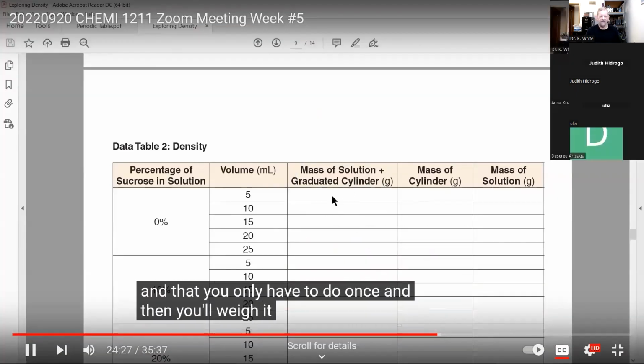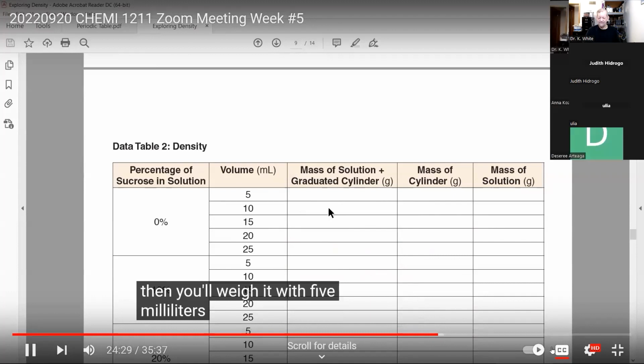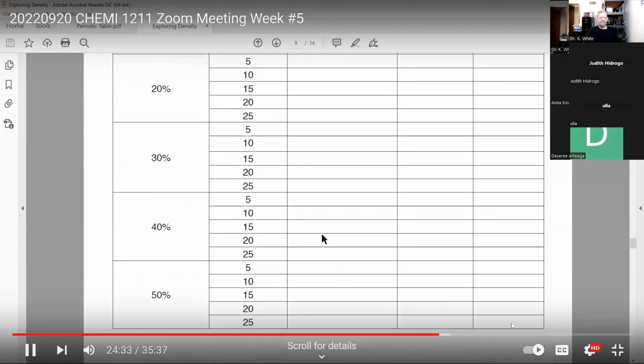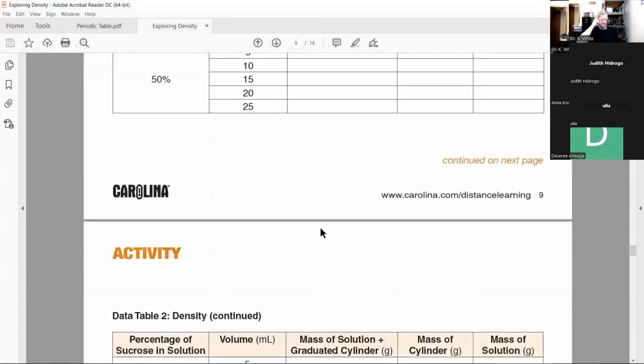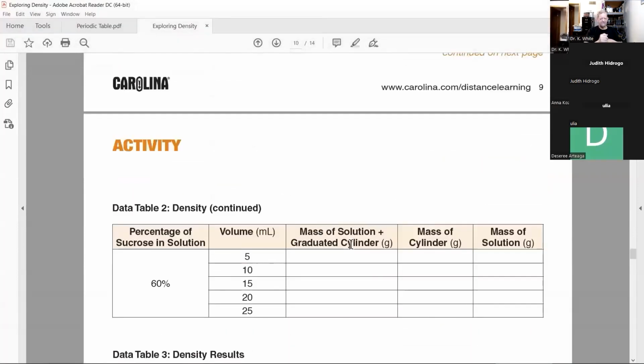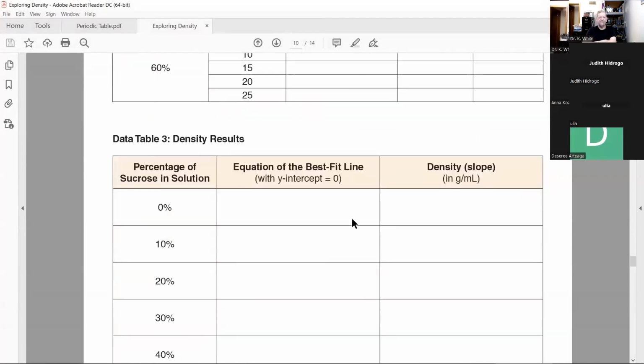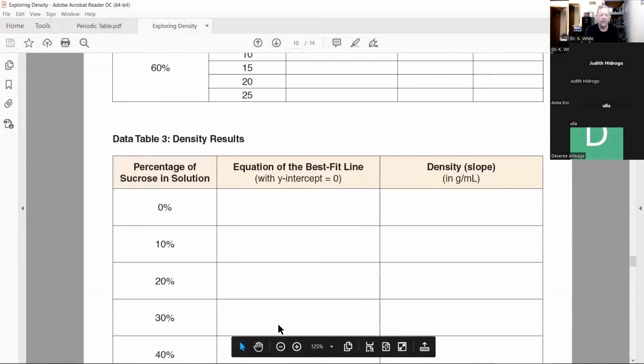And then you'll weigh it with 5 milliliters, add more, weigh it again and again and again. And you do that for all the solutions. And it's going to take some time. It will. Now, you have to graph this, but how do we do graphing? Watch this closely and you can go back and look at this video.